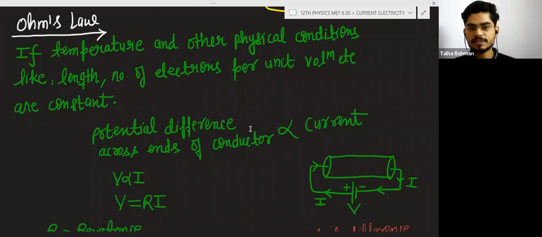And Ohm's law is not only that potential difference is directly proportional to current. You have to add: if the temperature and other physical conditions remain the same, and the potential difference across the ends of the conductor is directly proportional to current, then this is Ohm's law.